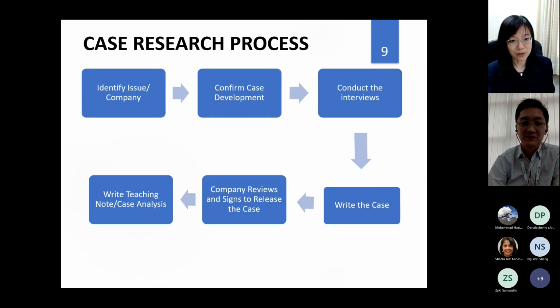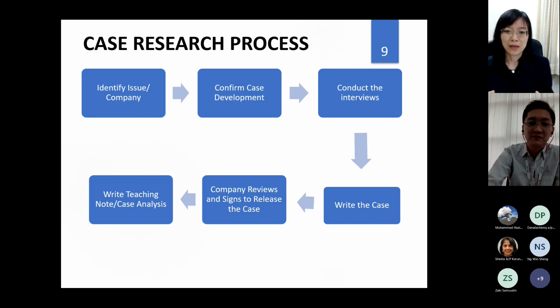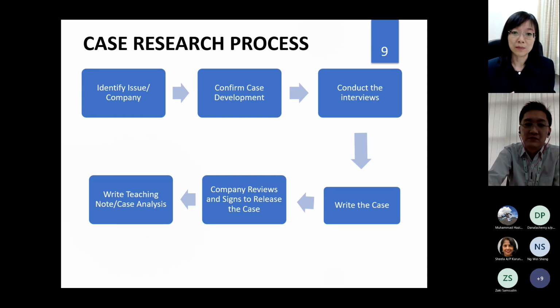So now go on to the case research process. Now this case research process, you may find that what I have here may be slightly different from others, but generally, these are some of the steps that apply to me. So what do we start with? We always start with having a company, right? You don't have an issue, you don't have a company, you don't have a case. So we start with that.